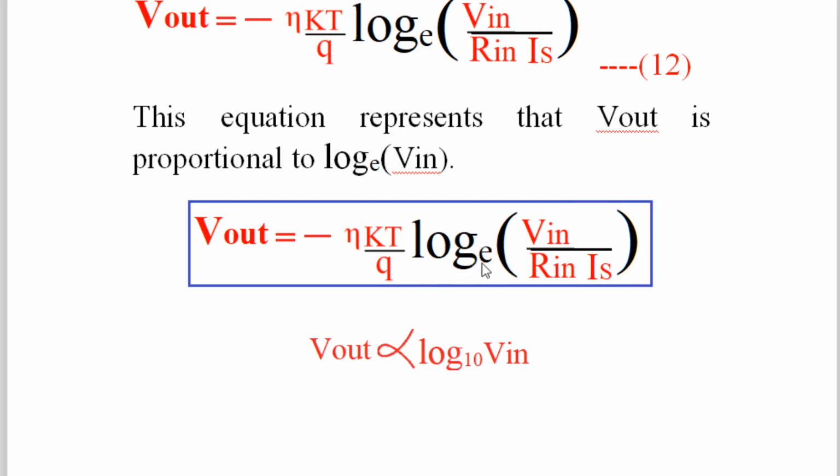Now here log to the base e, if you want to convert to log to the base 10, multiply here by 2.303. So that is one more constant. Already these many constants are there, so that doesn't matter. And in this way, we'll say that our diode is behaving as a log element, and the PN junction diode along with the amplifier helps to convert the input voltage into the logarithmic.